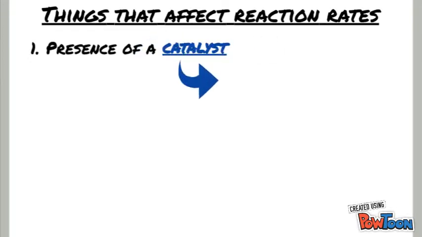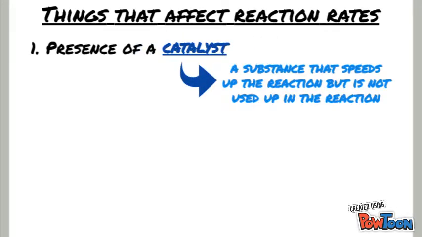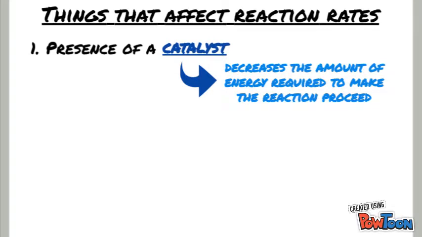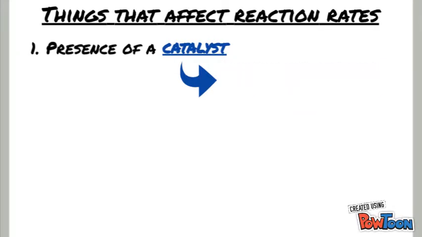The first thing is the presence of a catalyst. A catalyst is any substance that speeds up the reaction but is not used up in the reaction. So remember, those are written above the arrow in a chemical equation. Also, it decreases the amount of energy required to make the reaction proceed, which makes it faster.